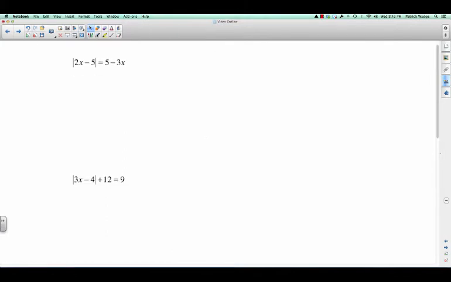So, step 1, make sure your absolute value signs are isolated, and they are. There's nothing else on the left-hand side. Step 2, write your two equations. So one equation is going to be exactly the way it looks. Just ignore the absolute value signs. So that's one equation. The other equation, it's again going to be 2x minus 5, but this time we're going to make this whole right-hand side negative. So negative all of this. Okay, now you're going to solve both of these.